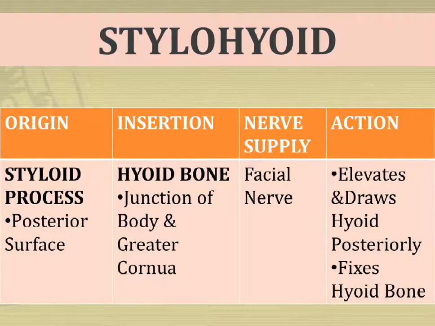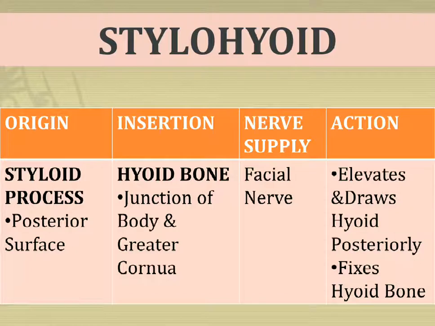The next muscle is the stylohyoid. So the prefix is the origin and the suffix is the insertion. So it takes origin from the styloid process, the posterior surface of the styloid process, and it gets inserted into the hyoid bone, that is at the junction of the body and the greater cornua, supplied by the facial nerve. And its action is it elevates and draws the hyoid posteriorly, also helps in fixing the hyoid bone.